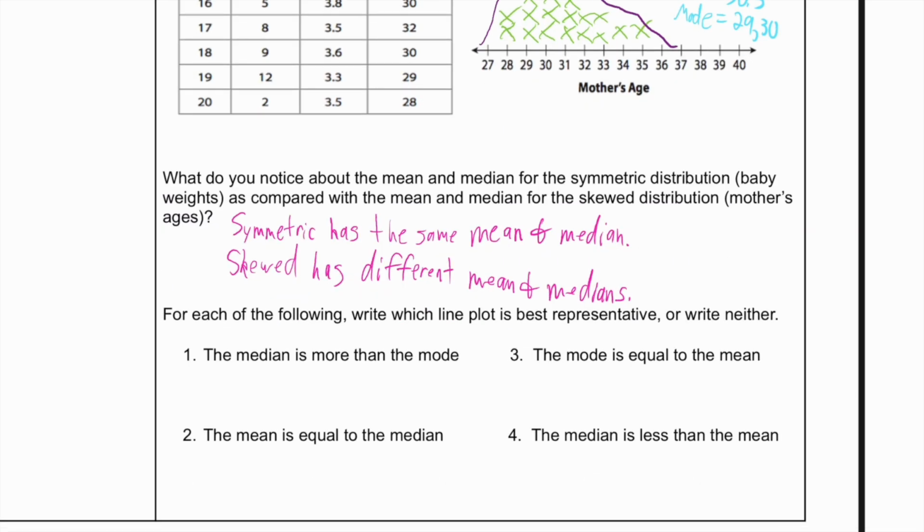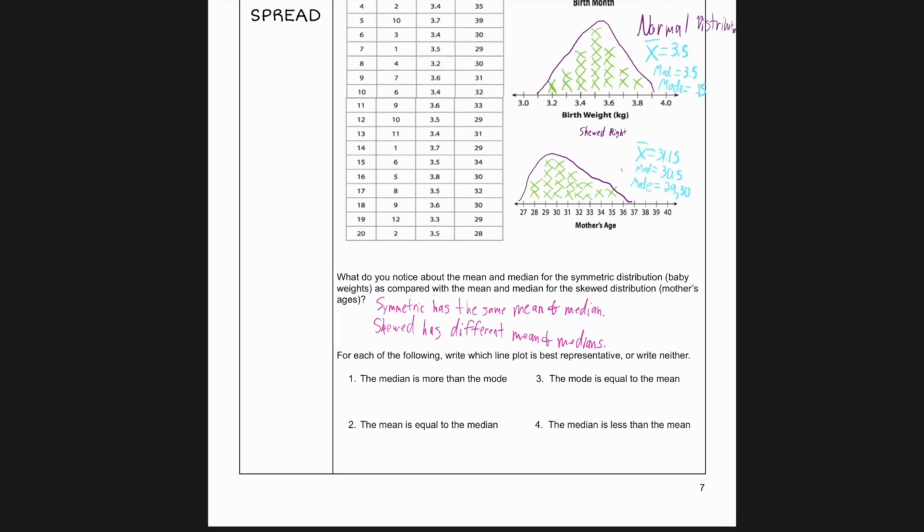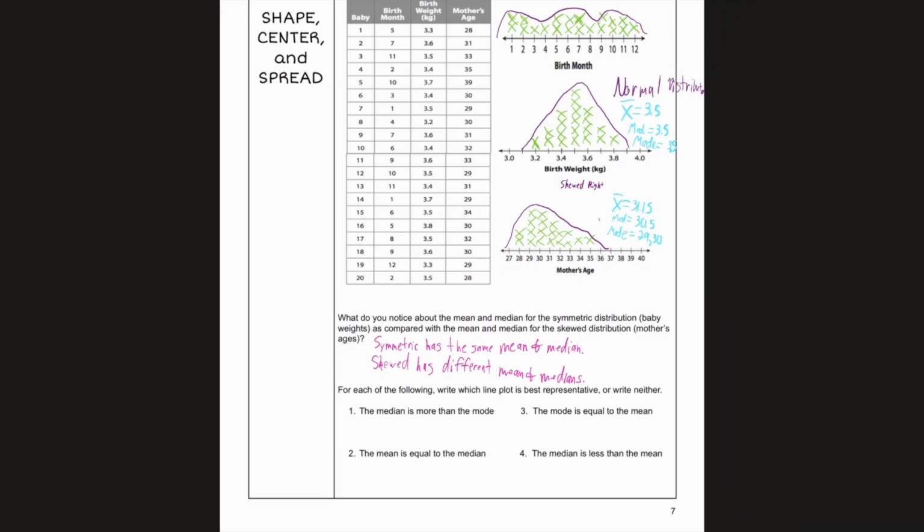And then last 4 problems on this page. For each of the following, write which line plot is best representative or write neither. And this is why we had to write mode, because it'll be needed on this section, problem 3. And this starts to include birth month as well, potentially. So the median, number 1, is more than the mode. Actually, sorry, this is just between age and weight as well. The median is more than the mode. So between these two, which one had the case where the median was higher than the mode? Well, that was the mother's age. I'm just going to write age.